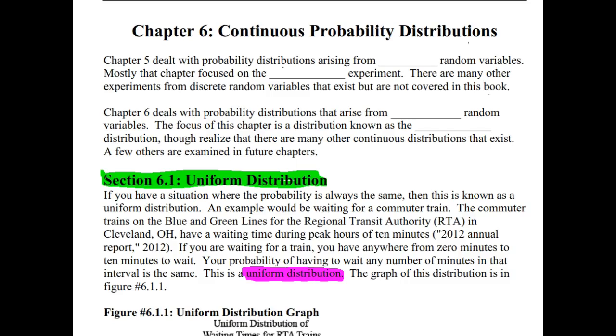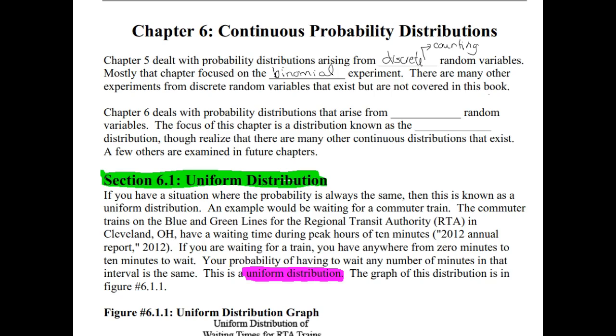Chapter 6, Continuous Probability Distributions. So Chapter 5 dealt with probability distributions arising from discrete random variables. Remember, discrete random variables are usually counting objects in a category. So mostly that chapter focused on the binomial experiment. There are many other experiments from discrete random variables that exist but that are not covered in this book.